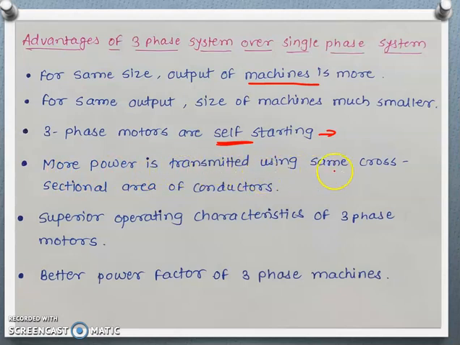Then more power can be transmitted using the same cross-sectional area of conductor. When we have the same cross-sectional area of conductor, then more power can be transmitted when we use the 3-phase system instead of single-phase system. Also, the 3-phase motors have superior operating characteristics. Okay, this is also an advantage. And the better power factor of 3-phase machines. The 3-phase machines have better power factor as compared to single-phase machines. So, its performance will be better in case of 3-phase motors as compared to single-phase motors. So, these are the advantages of 3-phase system over single-phase system.